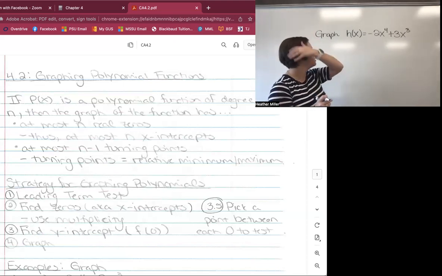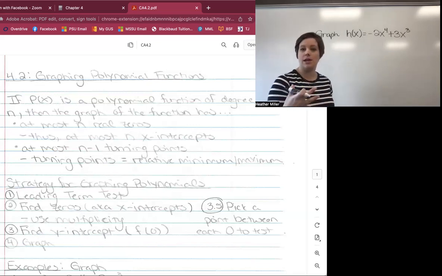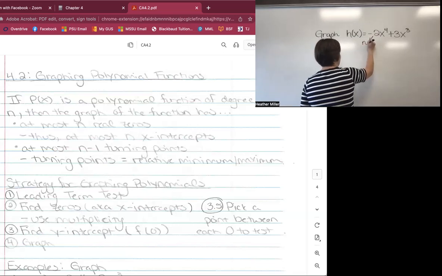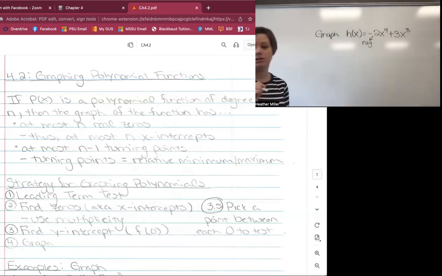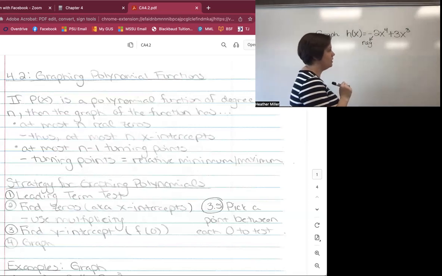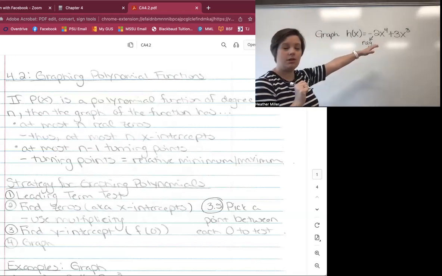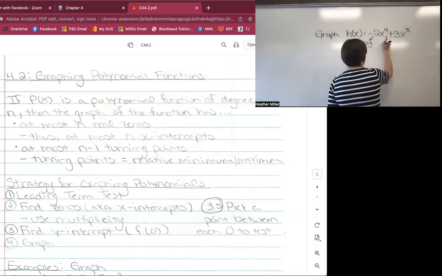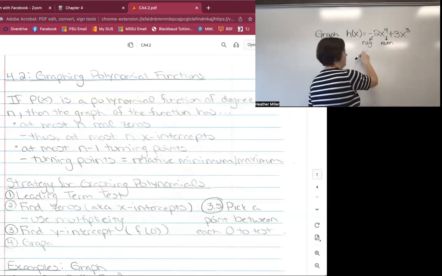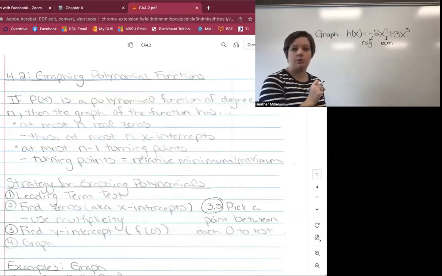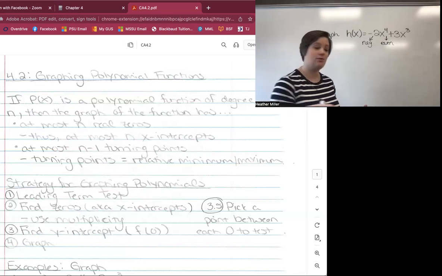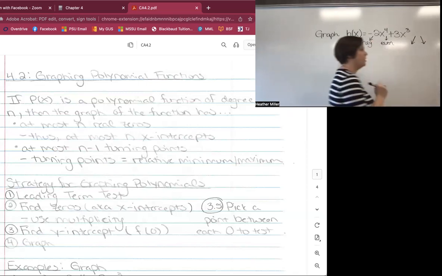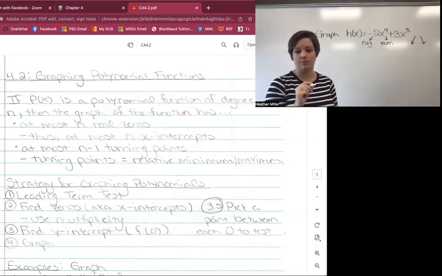So first things first, we're going to use the leading term test to determine our end behavior of this graph. Well, our leading term is negative. And then our degree of this polynomial, we need to figure that out. The degree is the highest exponent. So in this case, we have a 4, which is even. So we have a negative even polynomial graph. And when it's negative, it means they're going to go down. And when it's even, they're both going down. So on either side, we're going to be going down.